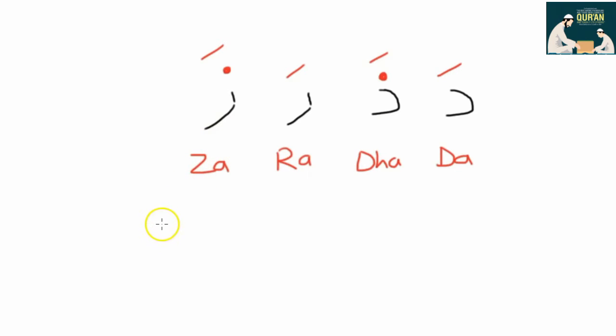Za. Okay, now let's rub this out and let's try with another symbol. Let's try it with a dhamma. You remember what a dhamma is? Yep, that curly symbol at the top. So let's try it with that then. So how would you pronounce this with a dhamma?